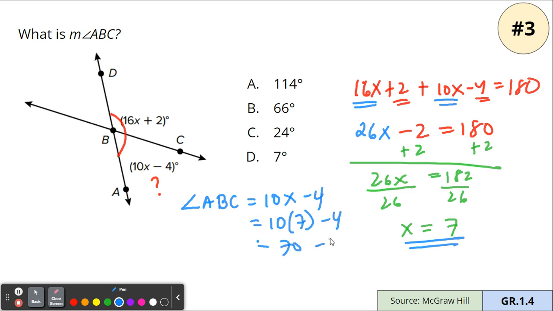That is 70 minus 4. So therefore, angle ABC is 66 degrees. So this one is our final answer. Angle B is 66 degrees. Okay, so there you have it. Those are the solution on how to find this angle ABC given this figure.